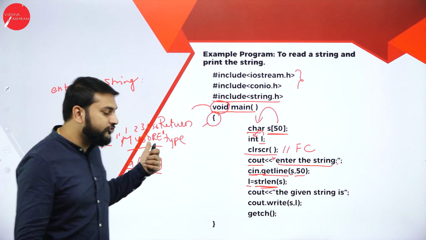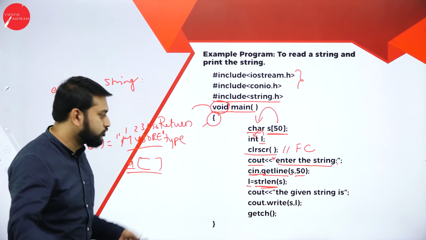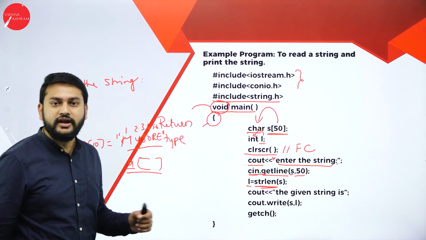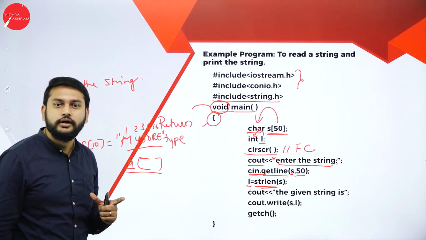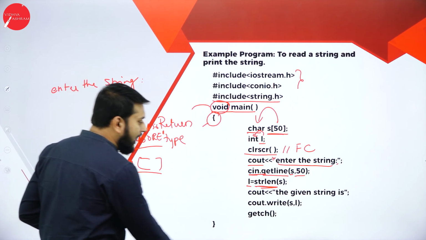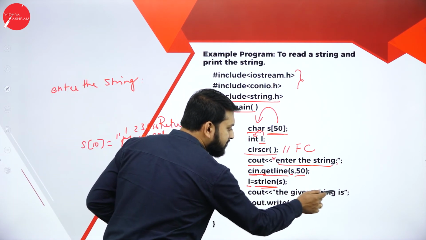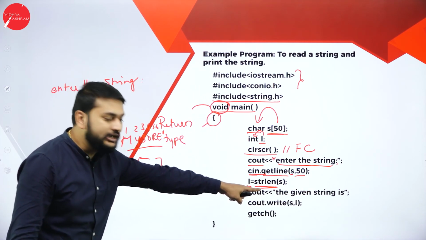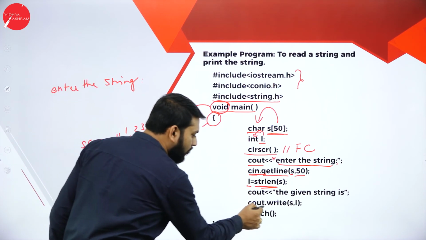What will be the length of this Mysuru? 6. So the answer will be 6 if I have entered Mysuru as my string. That's what you need to remember. Then after that, cout, the given string is. So this will be printed as it is.